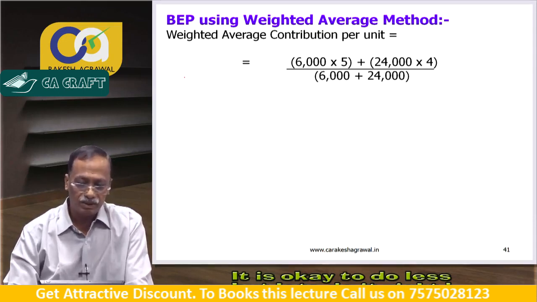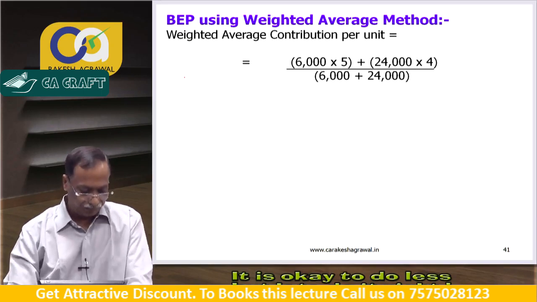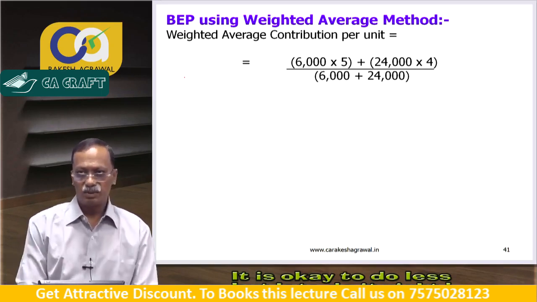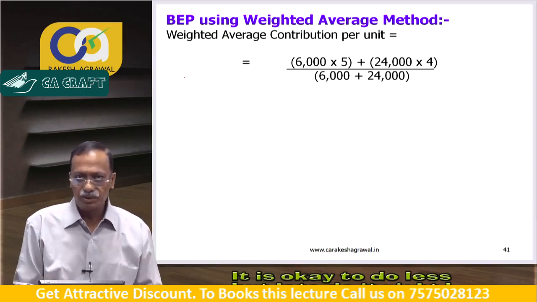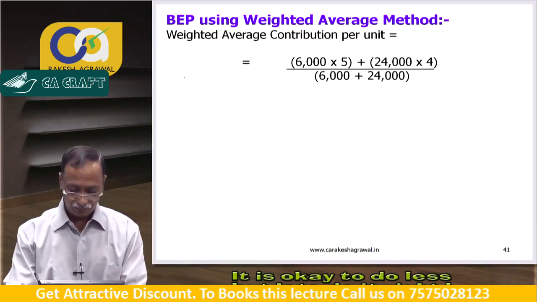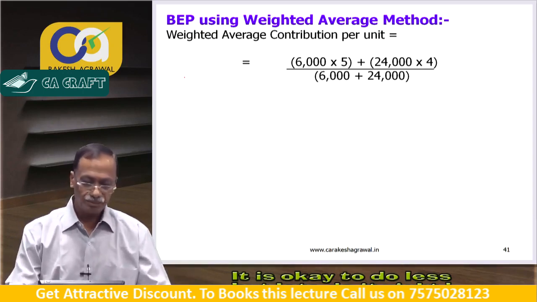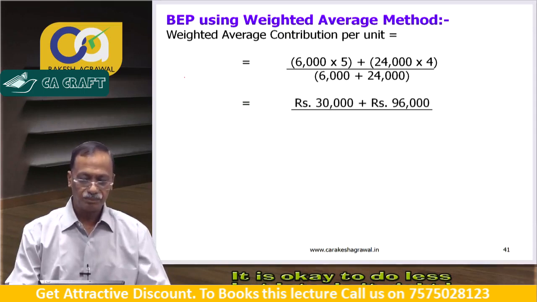I have already explained this to you. 6,000 into 5, plus 24,000 into 4, divided by 6,000 plus 24,000. You are the mathematics students, you know how to calculate weighted average. Therefore, I said basic mathematics is required. Do it. Use the calculator, my dear friends.